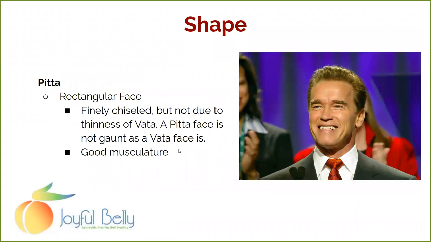Pitta Kapha can be a more rectangular face, and my face is a little more rectangular. Not to compare myself with Arnold Schwarzenegger here, I don't have his muscles, but I do have a more rectangular face than a heart-shaped face like he does. Typically that's more Pitta Kapha, and Arnold Schwarzenegger is the poster child for Pitta Kapha. Strong bones, strong muscles, and that Superman physique is a Pitta Kapha constitution. You can see here that the face is finely chiseled, and you can see the chin bones there, but it's not due to thinness. In Vata, it's due to thinness. Here, it's due to the prominence of the bone and musculature that the face looks finely chiseled.